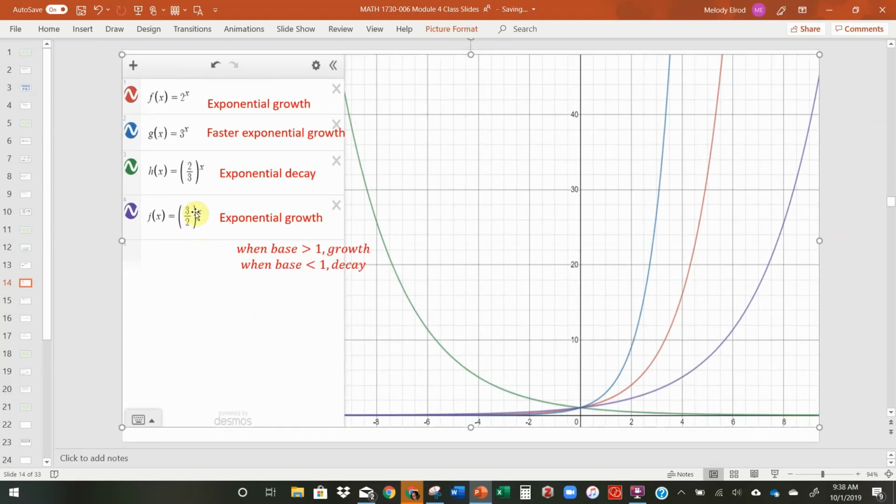Okay, so if I'm looking at an exponent, right? This 3/2 here, this 2/3, this 3, this 2, these are each the base of the exponential expression, and the exponent would be the x.